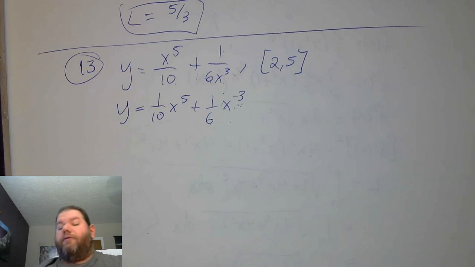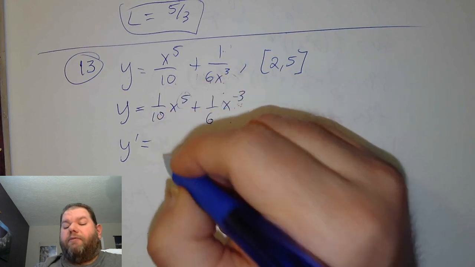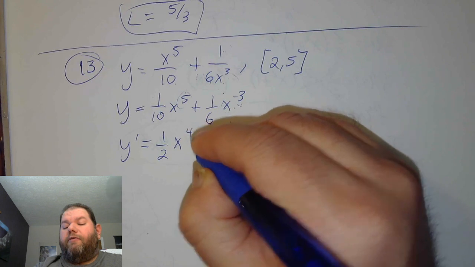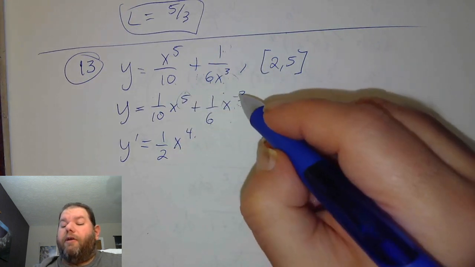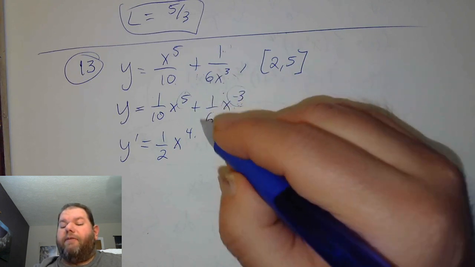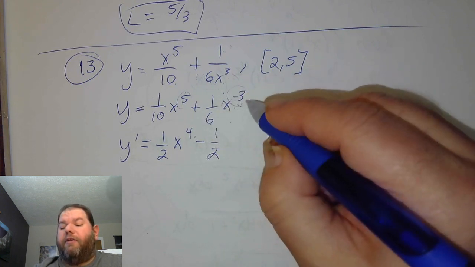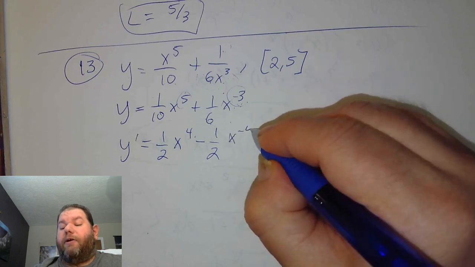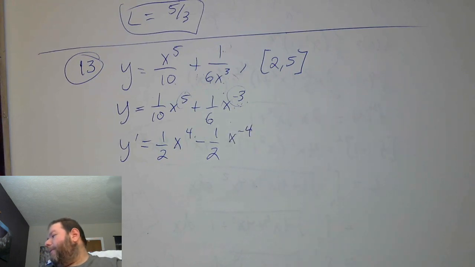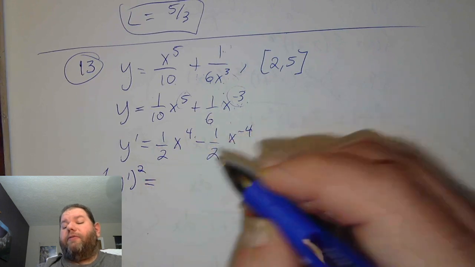So that's y, and so y prime then, we multiply by 5, so that's 5 over 10, which is 1/2, and then decrease the exponent by 1, so it's x to the 4th. Then we take negative 3 times 1 over 6. Negative times positive means we're going to have minus, and then 3 over 6 is 1/2, and then subtract 1 from the exponent, so it's x to the minus 4. So we have 1/2 x to the 4th minus 1/2 x to the negative 4th. And now we want to go ahead and square that expression.